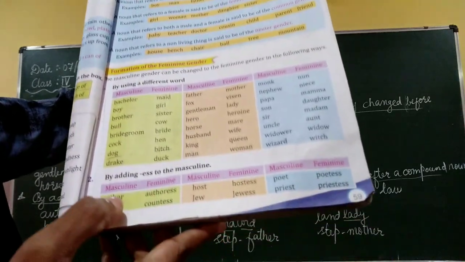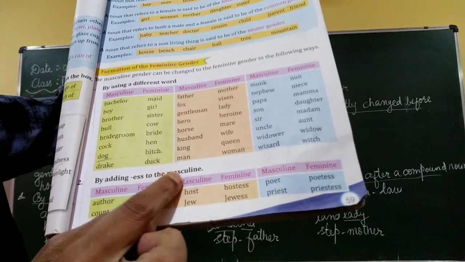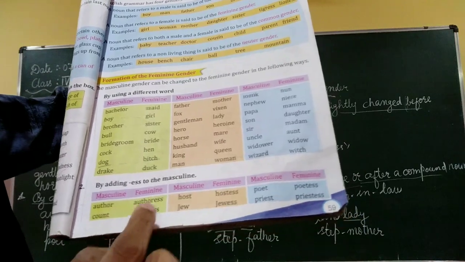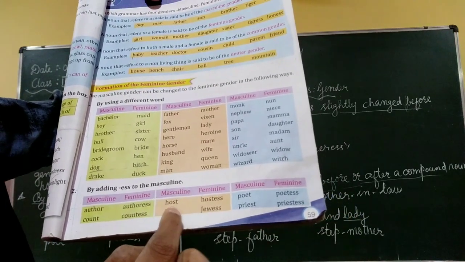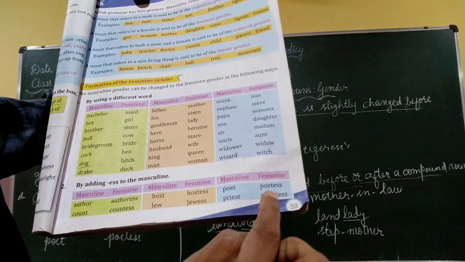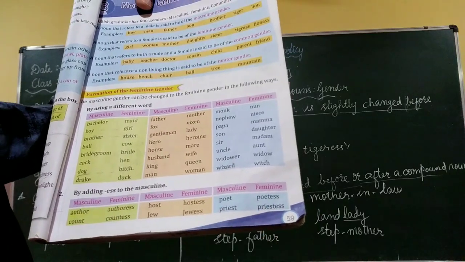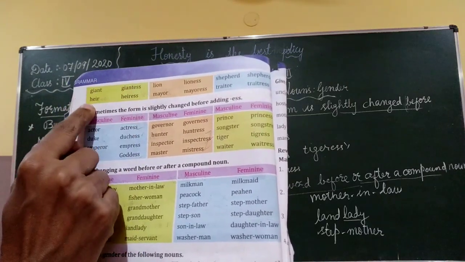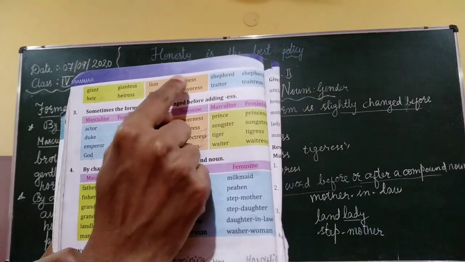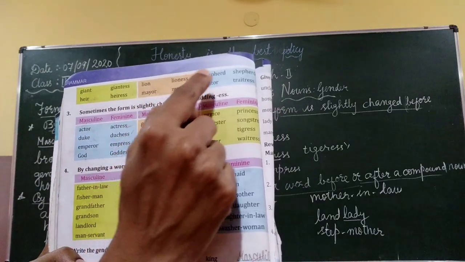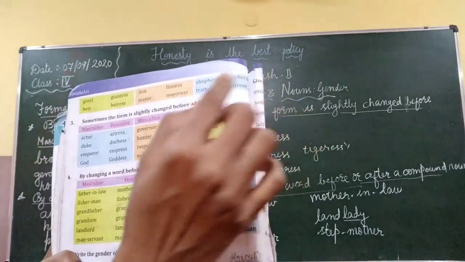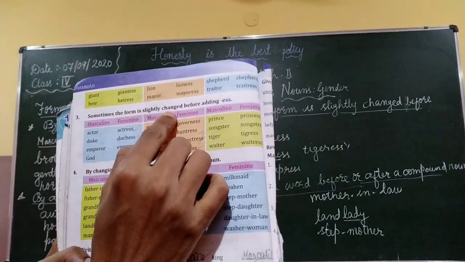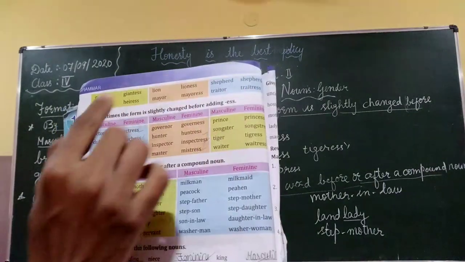Next, by adding ess to the masculine. Author, authoress. Count, countess. Host, hostess. Jew, jewess. Poet, poetess. Priest, priestess. Next, giant, giantess. Heir, heiress. Lion, lioness. Mayor, mayoress. Shepherd, shepherdess. Traitor, traitress.